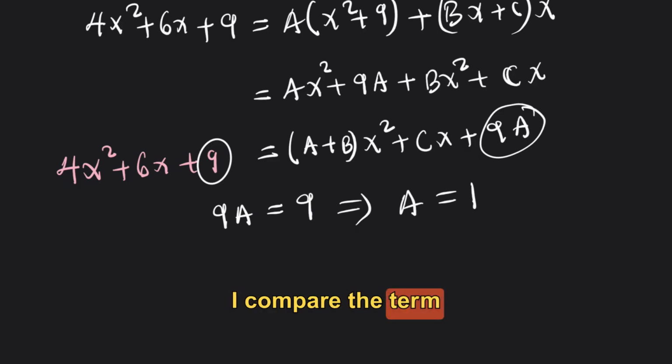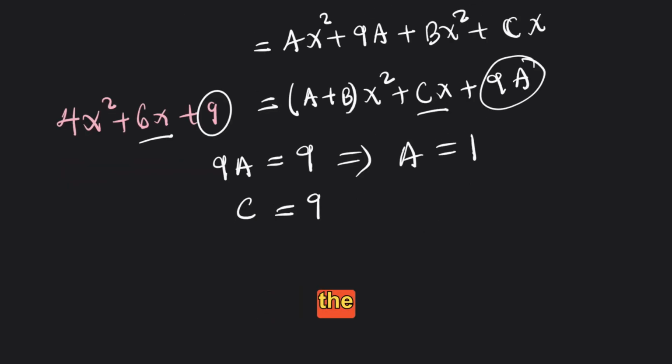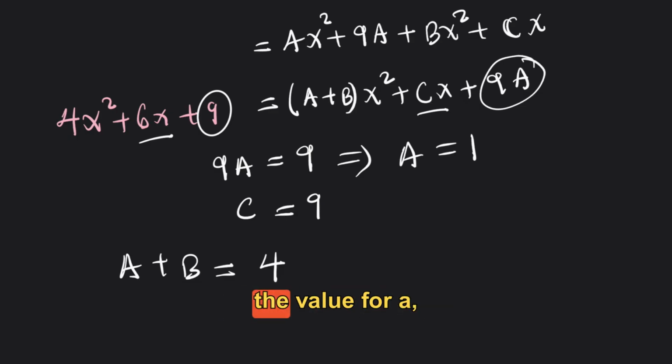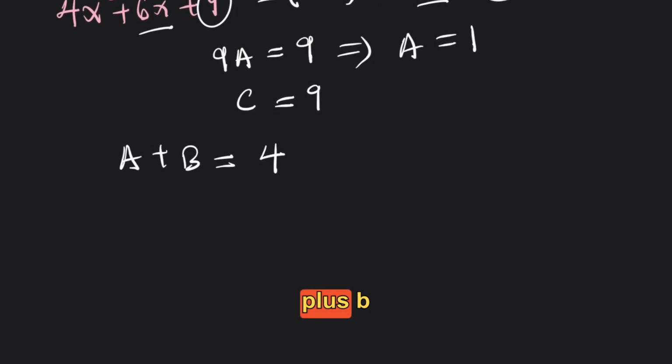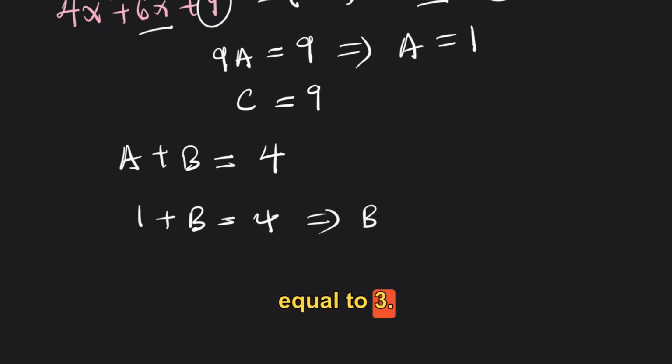In the same way, I compare the term with x in it. I have 6x on the left and Cx on the right. So this should be the same, and they can only be the same if C is equal to 6. In the same way, for the term with x squared, on the right hand side I have A plus B, and on the left side the coefficient of x squared is 4, so I write this is equal to 4. But we already have the value for A, so that is 1 plus B is equal to 4, which implies that B is equal to 3.